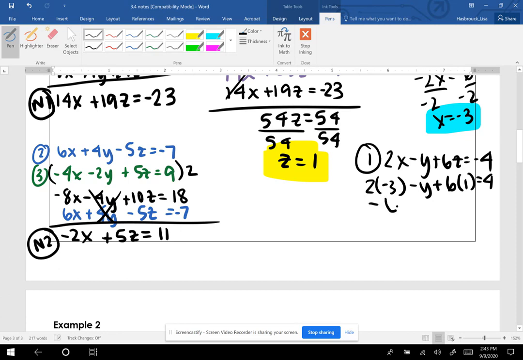2 times negative 3 is negative 6, minus y, plus 6 equals 4. The 6's cancel out, so I have negative y equals 4. Divide by negative 1, and my y is equal to negative 4.